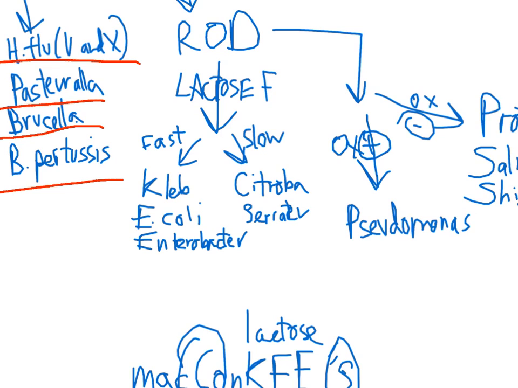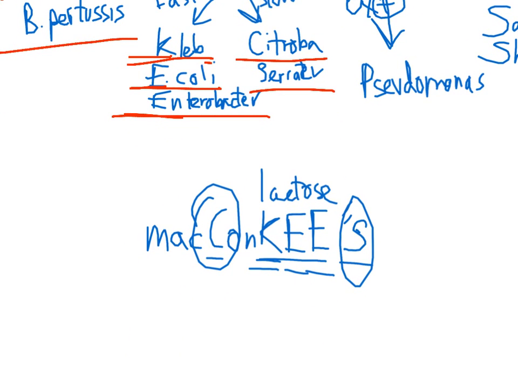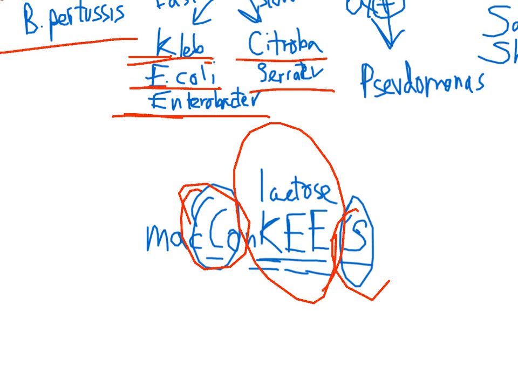And then finally, if you have a rod, remember there's a bunch of gram-negative rods. So first we're going to do lactose. You try to grow it in MacConkey's agar. If it is fast, it's going to be key. Remember, Klebsiella, E. coli, Enterobacter. And if it's slow, then it's going to be either Citrobacter or Serratia. And just to remind you, remember this MacConkey's agar with the C, K, E, E, S. These guys are the fast guys, K, E, E, and the C and S are the slow guys.